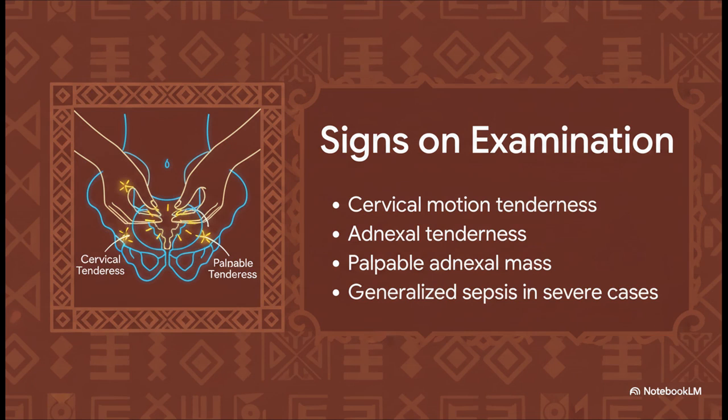So when you go to the doctor, they're looking for very specific clues. During a pelvic exam, they'll check for something called cervical motion tenderness, basically pain when the cervix is moved. They'll also feel for tenderness around the ovaries and fallopian tubes. These are huge clinical signs that point straight to PID.